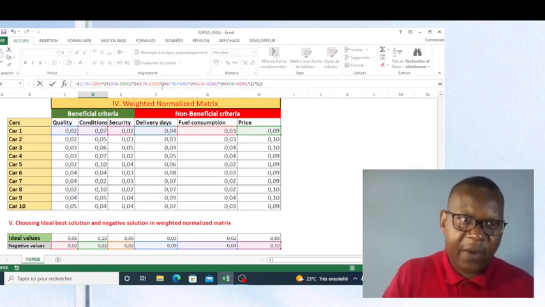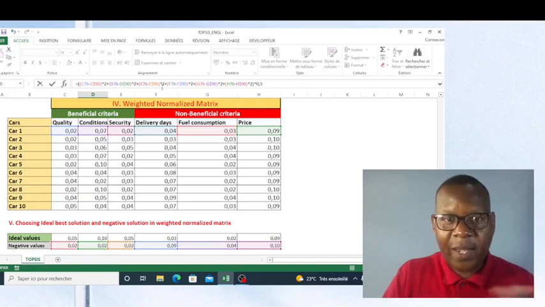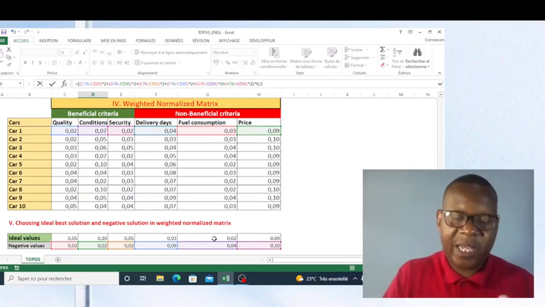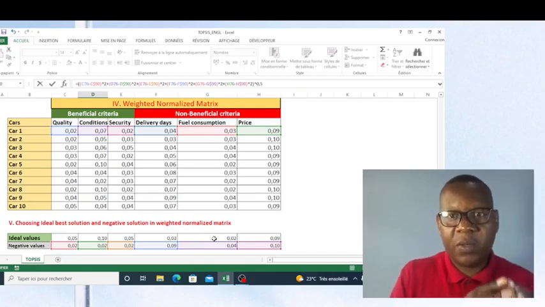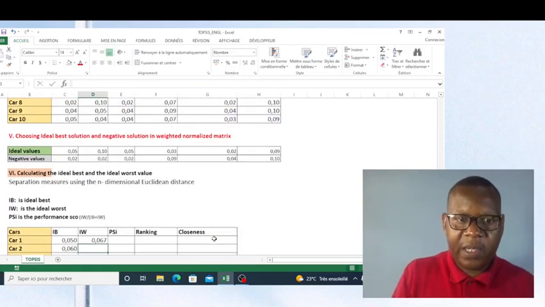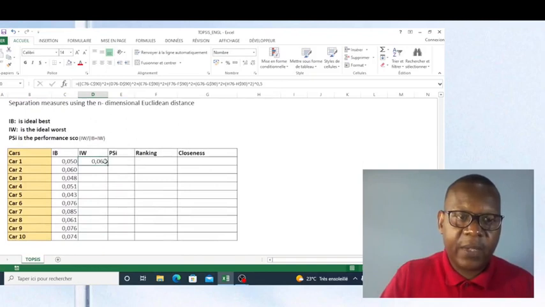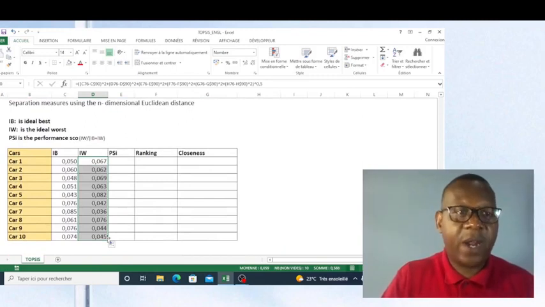Now, as you can see, friends, you have to pay so much attention. Don't make a mistake. In place of using this value, don't use this value, because that's why I'm explaining to you slowly, step by step, and you see how you will work using the TOPSIS method. Now I press enter. I finished. Now I have to drag the formula down like this, or copy the formula like this. I finished calculating the ideal worst value.